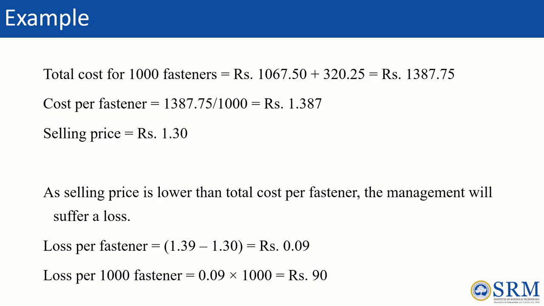Because our fixed market selling price of 1.30 is lower than our actual production cost, the factory is running at a loss. So the loss per fastener is rupees 0.09. So for every hour of production, or every 1000 units produced, the company incurs a net financial loss of rupees 90. So this indicates the management must step in to optimize the process or negotiate the raw material rates.